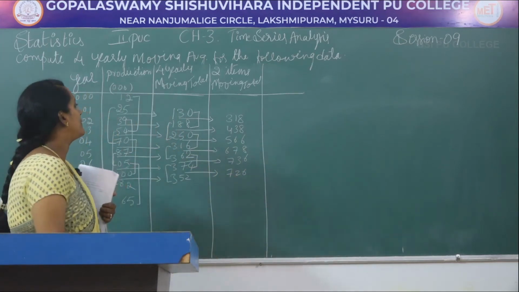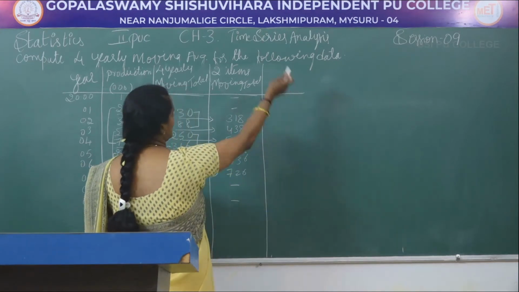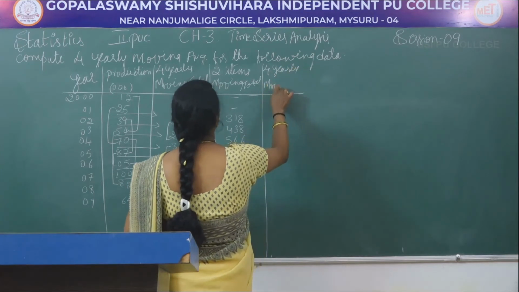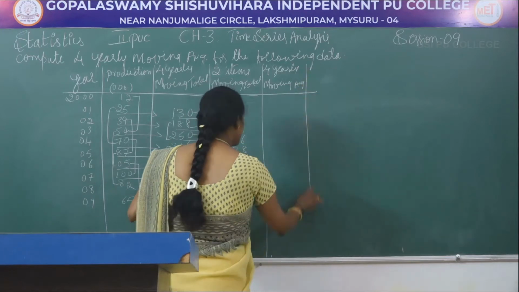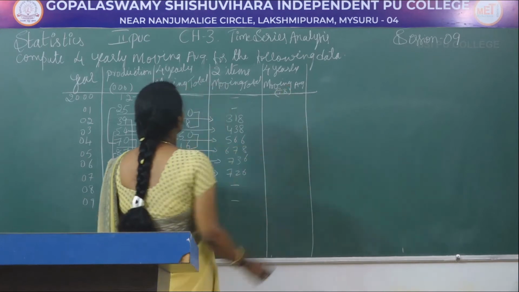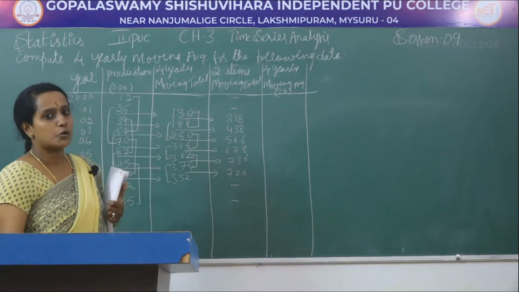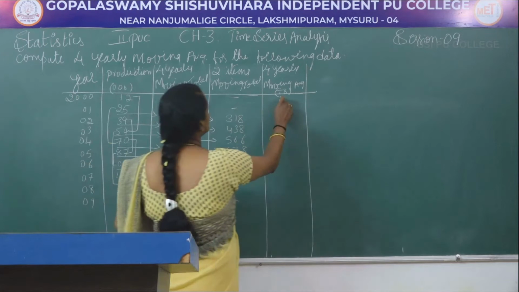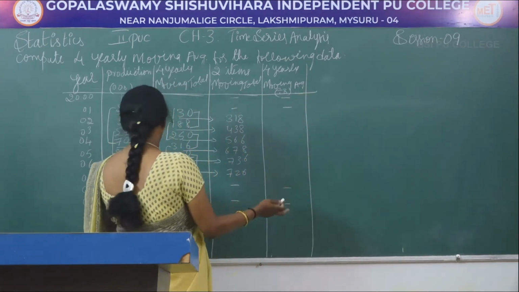Okay, so the first 2 and last 2 will be blank, and the last column is the 4 yearly moving average. We should divide this column by 8, because here we added 4 numbers, then we added 2 items, 4 2s are 8. So divide this column by 8. First 2 and last 2 will be blank. At the last column you can see that.